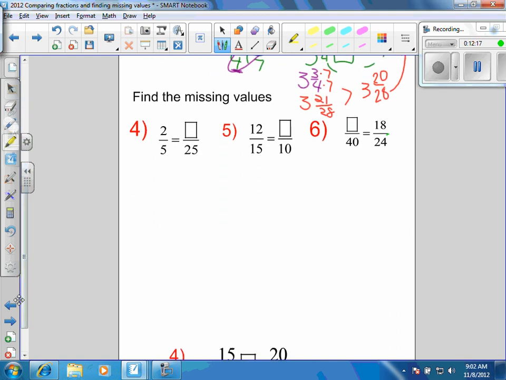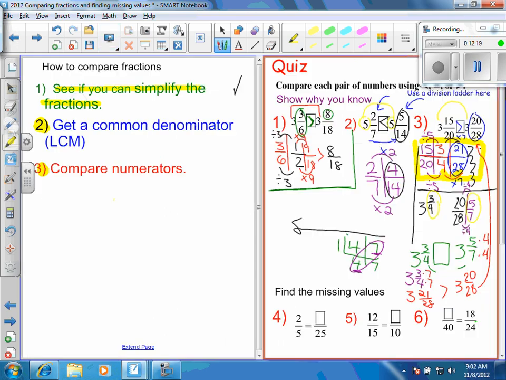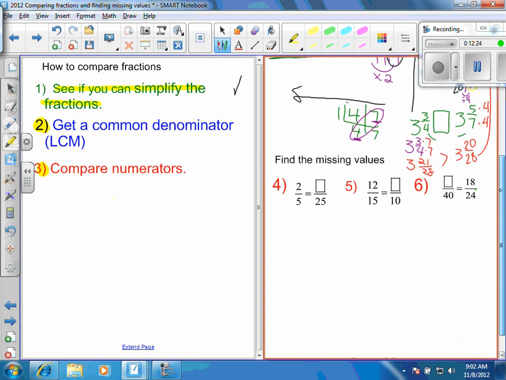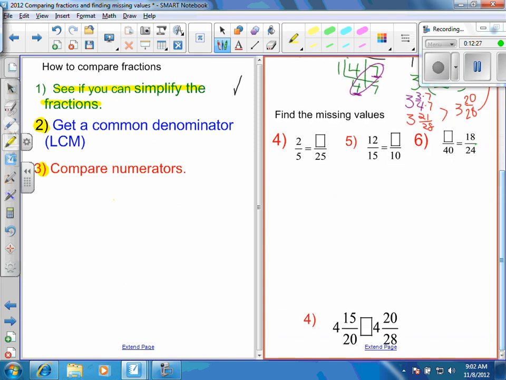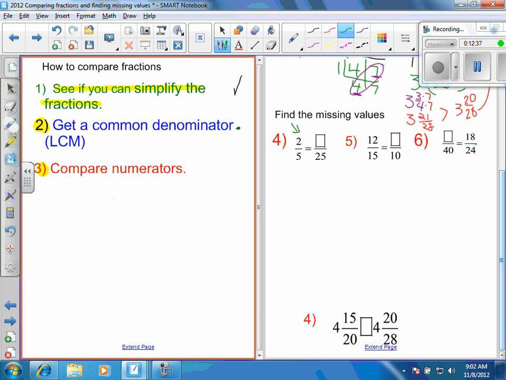So these are different. When you look at the rules, you can still use the same rules. You can still check to see if you can simplify the fractions. And then so on this one, if we look at number 4, we can't simplify the fractions, so we go to the next step, get a common denominator. Can I get the 5 to become a 25? Yes, I would just have to multiply by 5. So you just do the same thing to the top and the bottom, and you get 10. So we didn't even need to go to step 3 there.